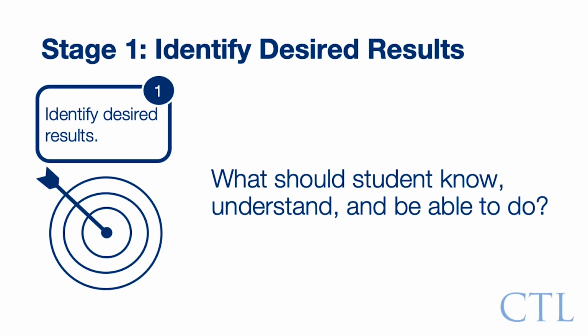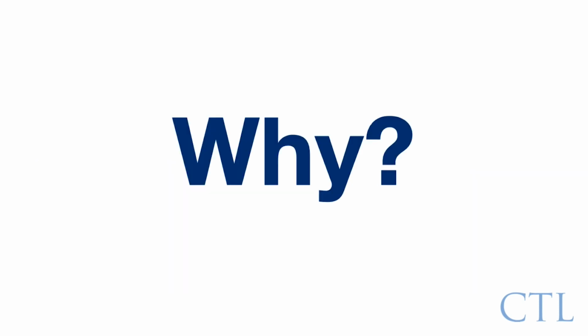In Stage 1, we clarify priorities and identify the cognitive processes and the types of knowledge we want our students to gain. The question we ask is, what should students know, understand, and be able to do? Why do we need course learning objectives? They help focus our planning and guide purposeful action toward intended results.